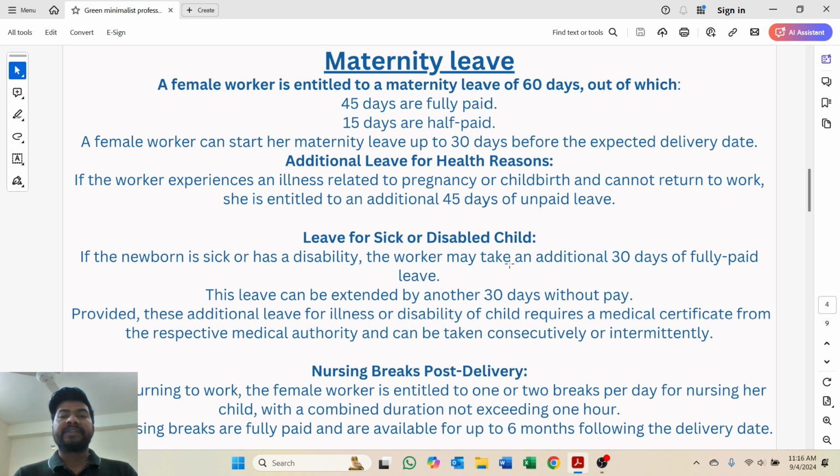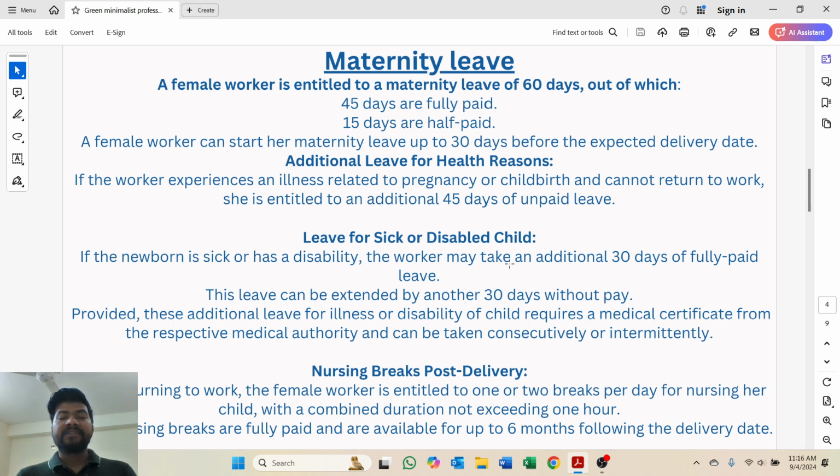And one more thing to note here, these leaves can be taken consecutively or intermittently. So continuously you can take 60 days, or with breaks, like 10 days, and after 1 month again another 10 days. Like this you can claim.